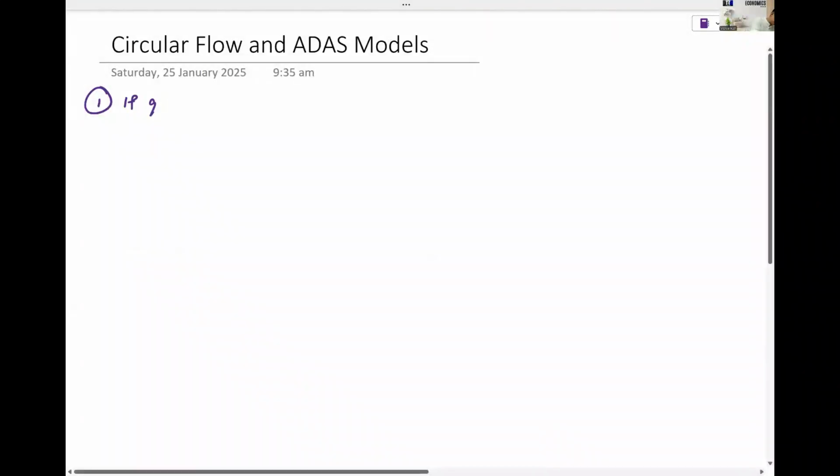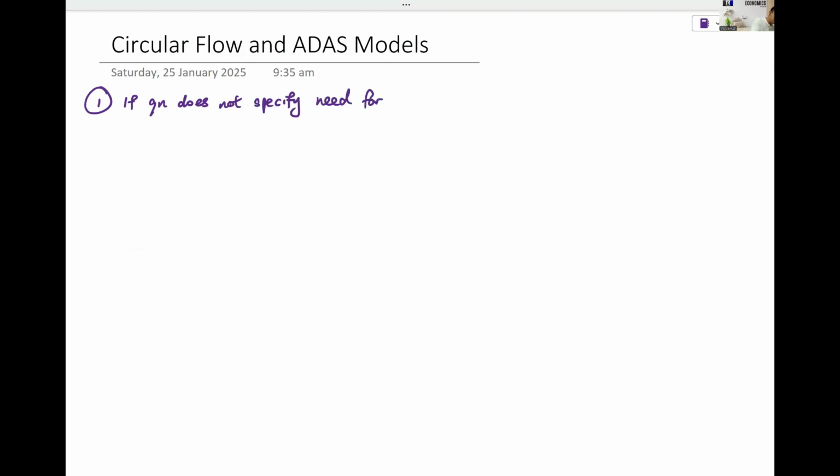If the question does not specify the need for circular flow model, please use AD-AS by default. Okay, because last week I think you all picked up on CCA, and some of you are quite interested to test it out. But don't use the simpler one.